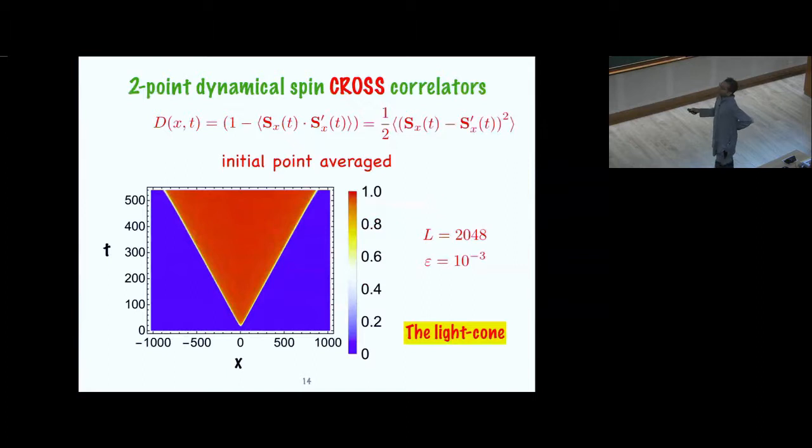Once we average over initial conditions, this is what D looks like. So this is x again, and this is t. Here D is non-zero, here D is zero. This is the system size, and this is the value of the initial perturbation. So it opens up a light cone where the information that I put in about the difference in the initial condition spreads within this light cone, in the sense that these areas don't know about the difference of the initial condition, but these areas know, because D measures that. Okay, so you can see that.